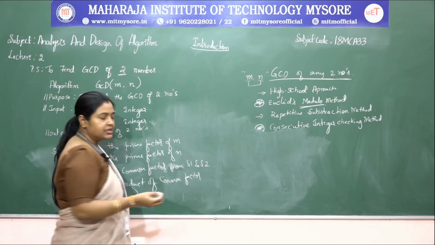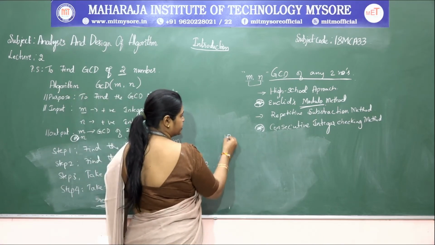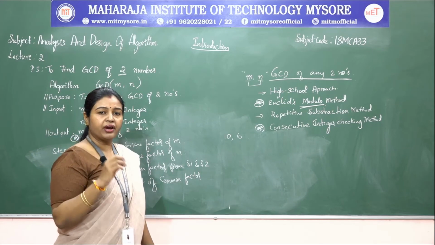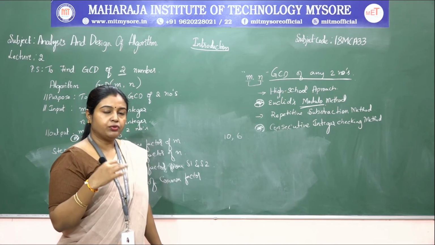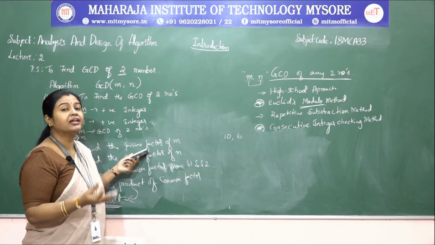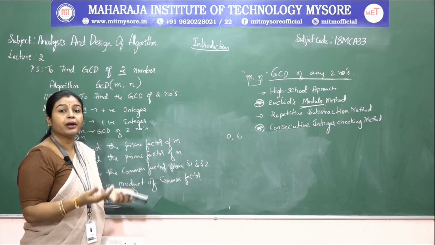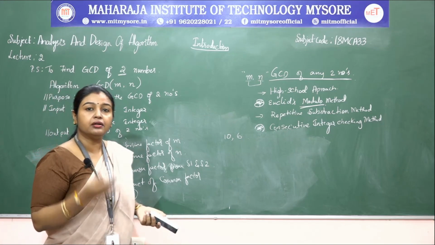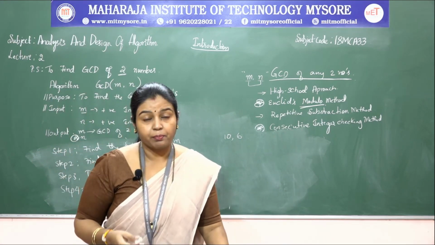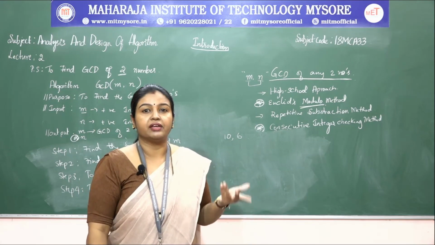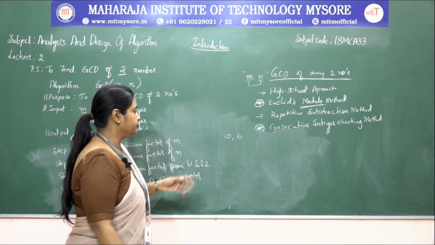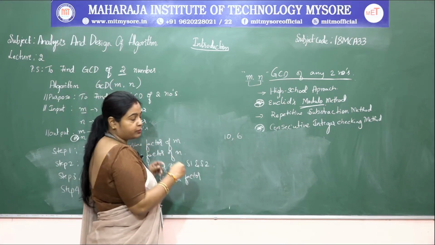Examples, take the example. So let me take the first value as 10 and the second value as 6. But remember, in order to find the GCD of two numbers, we need to go for what? We need to find the prime factors of the first number and the prime factors of the second number. In turn, it is going to call another function to find the prime factors of the given number itself. So that is the drawback of this algorithm.